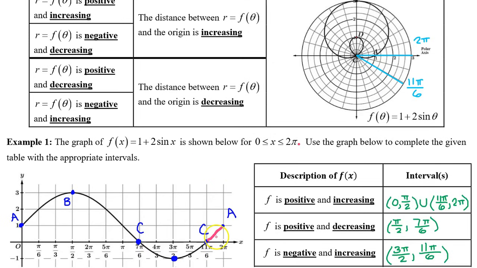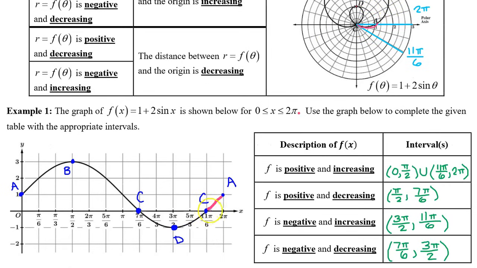On the rectangular graph, we can see that f is positive and increasing. Notice that the distance between f and the pole is increasing on this interval. On the polar graph, from 11 pi over 6 to 2 pi, we are traveling from C to A. Notice again how the r value is increasing on this interval.